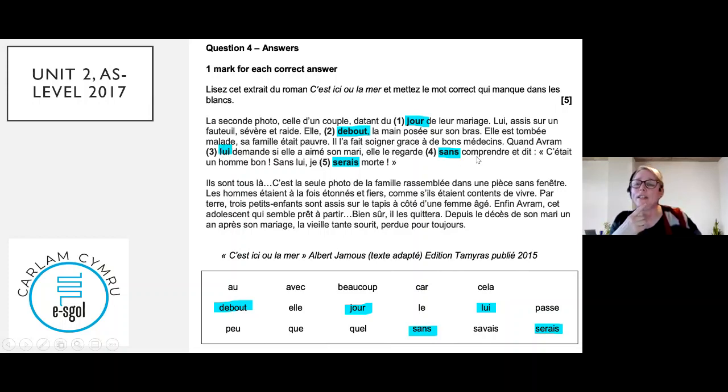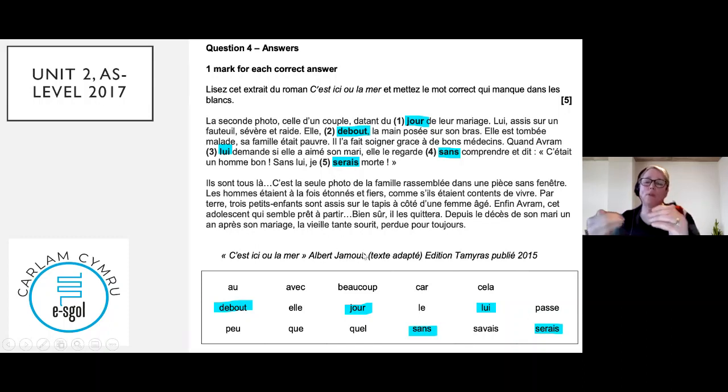And this infinitive here would follow if we used sans. Elle le regarde sans comprendre. She looks at him without understanding. That makes good sense, okay? Et dit, c'était un homme bon, sans lui, je serais morte. I would be dead, okay? If you put in savait, you've got a chance of putting savait here, but that just wouldn't make sense. If you translate it, the tense just doesn't make sense there.